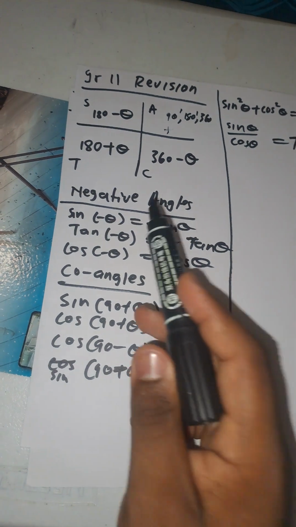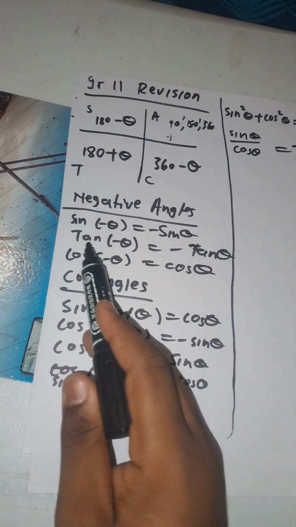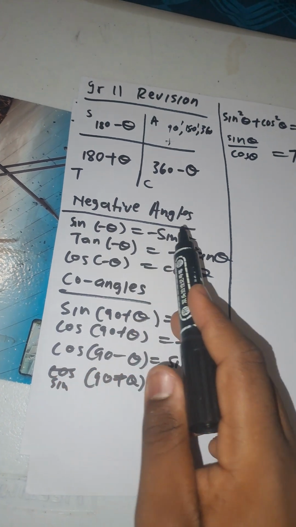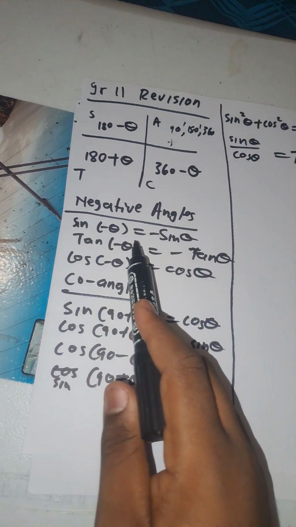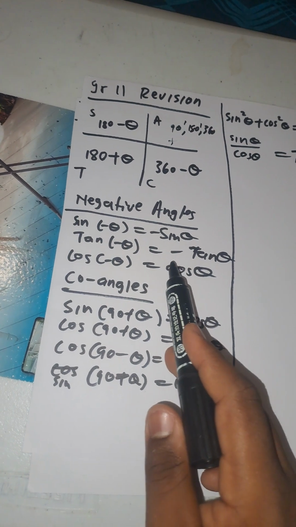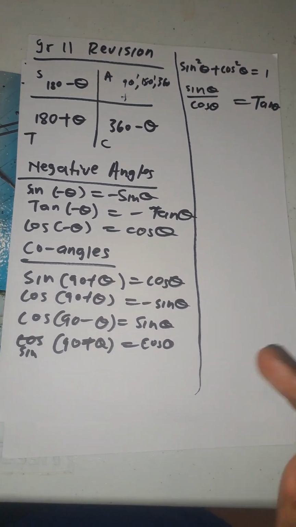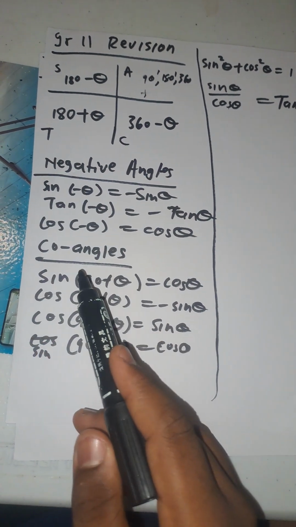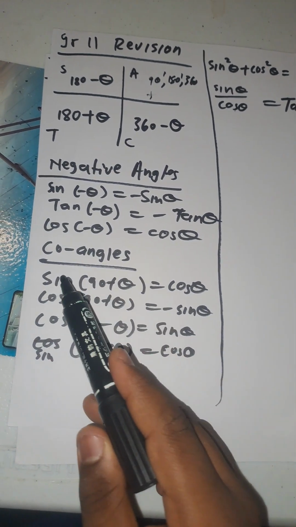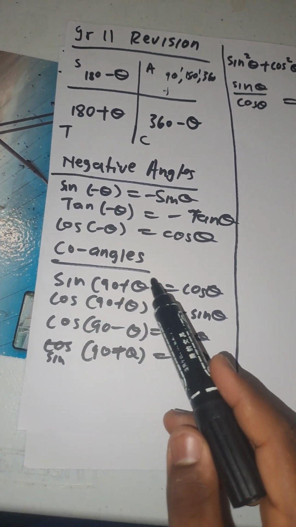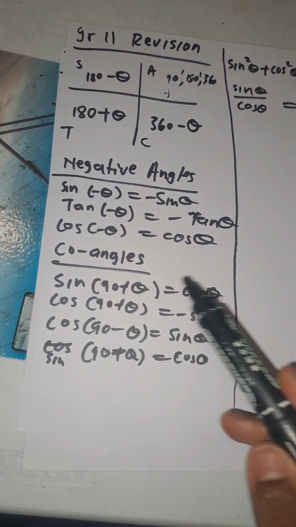So yeah, negative angles: sine negative theta is negative sine theta. Tan negative theta is negative tan theta. Cos negative theta, this is the only one that is positive cos theta. If you check your graphs and revise everything, you'll know why I'm saying that. Okay, and then there are co-angles. With co-angles, sine or cos changes: sine changes to cos, cos changes to sine. So these are the things that you must know.